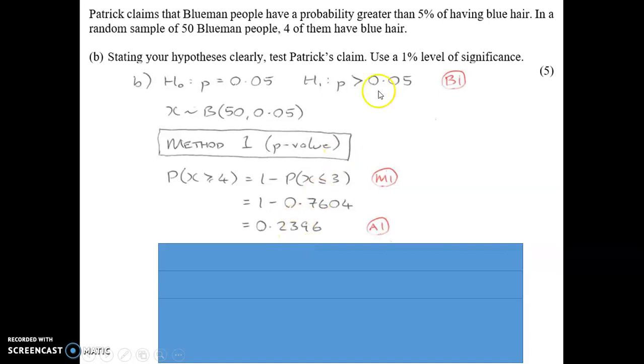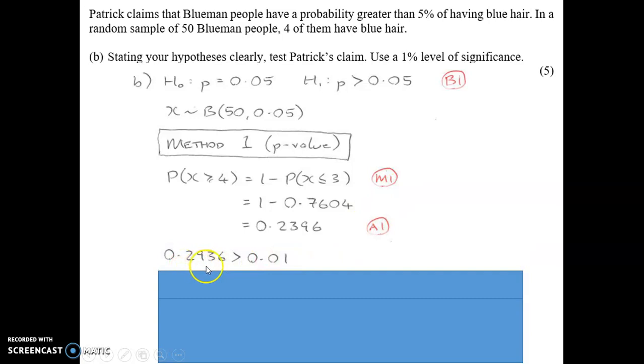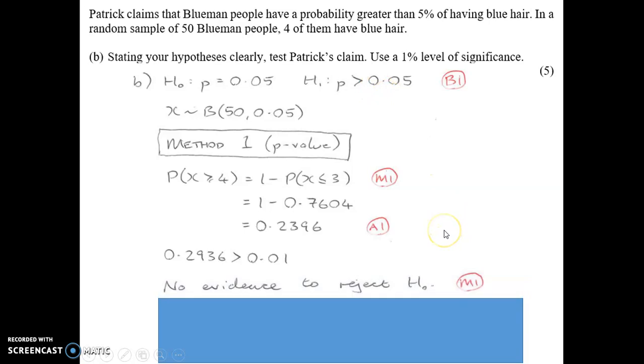So to decide that, we always compare to our significance level. So the significance level 1% is 0.01, and 0.2936 is a lot higher than that. It's definitely not small enough to suggest that this is not the distribution. So therefore, we have to accept that this could well be correct. We cannot reject the null hypothesis, and always give your findings in terms of whether you're rejecting the null hypothesis. So we would say there is not enough evidence to reject H0.